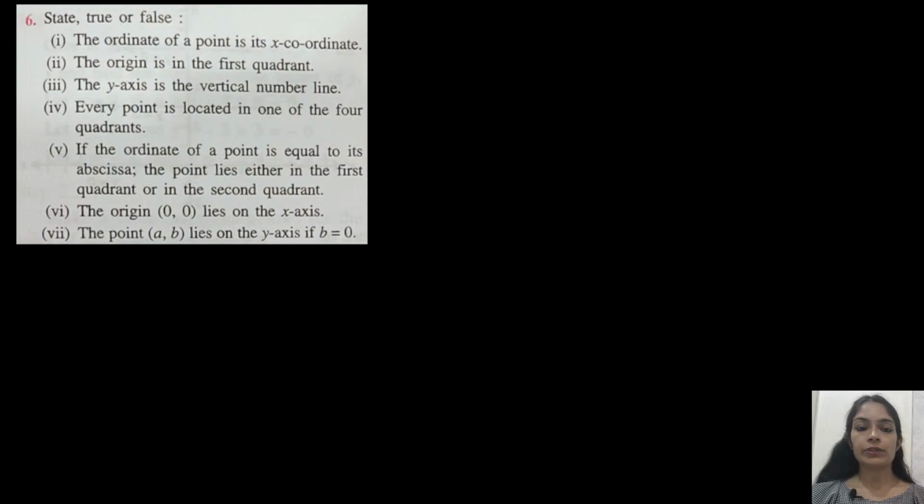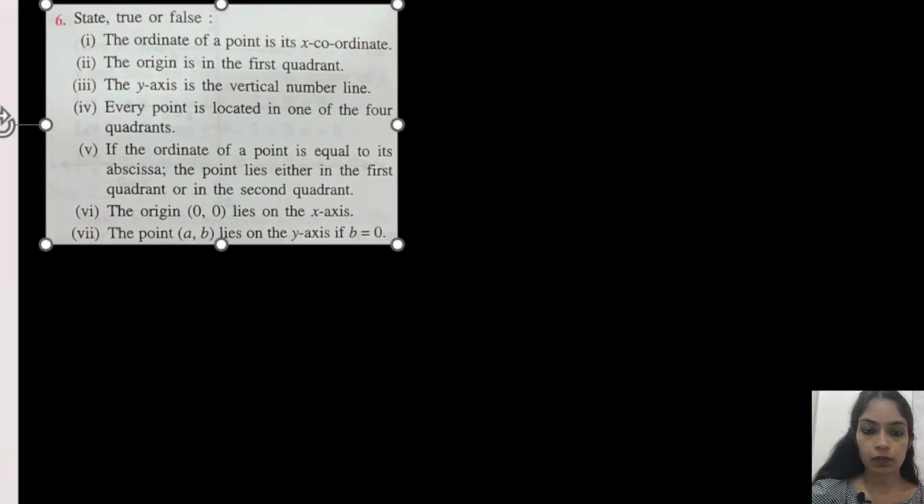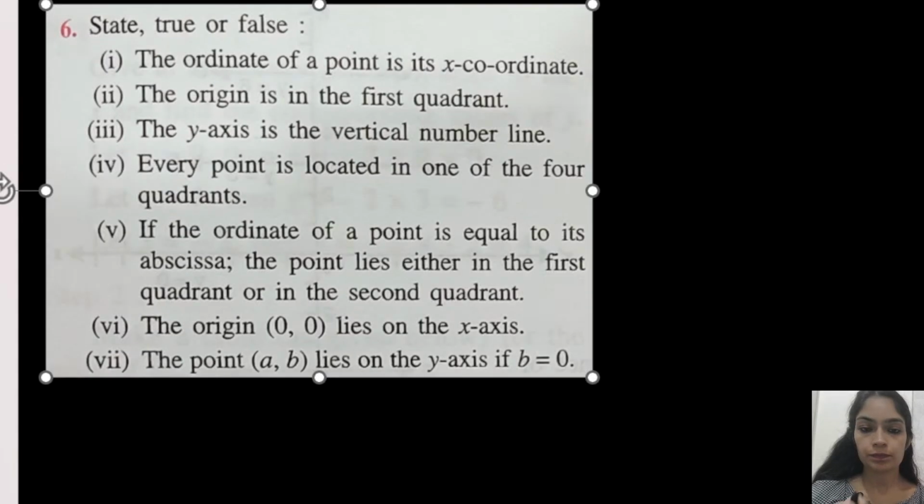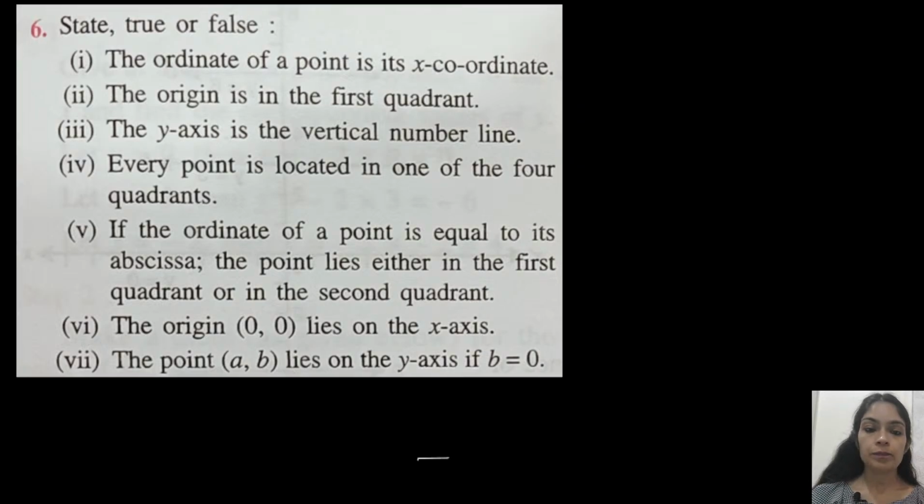So let us start question number 6. Question number 6 you can see here. It's true and false, so true, false or MCQ. These types of questions are purely concept based. That means your concept should be very clear.